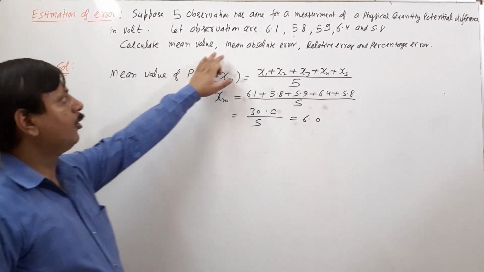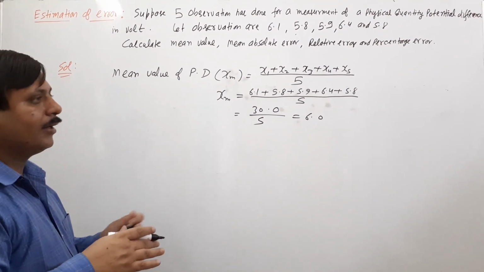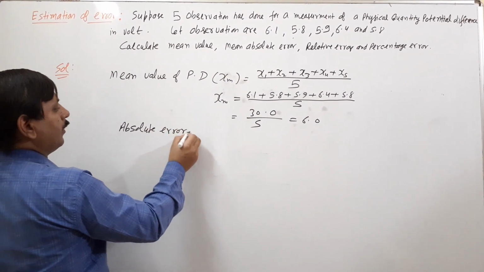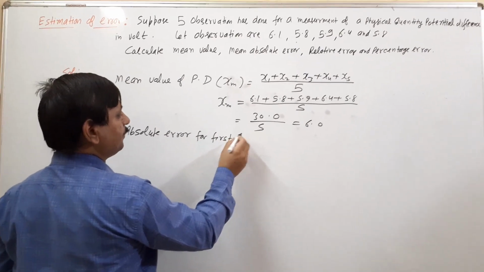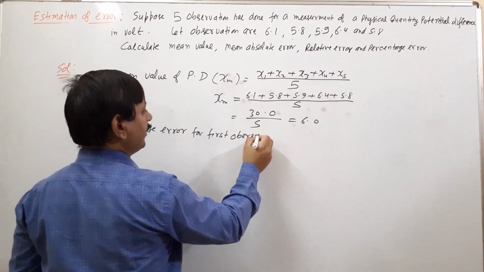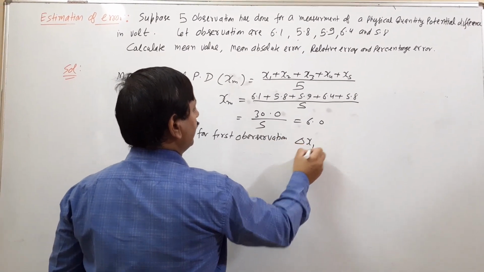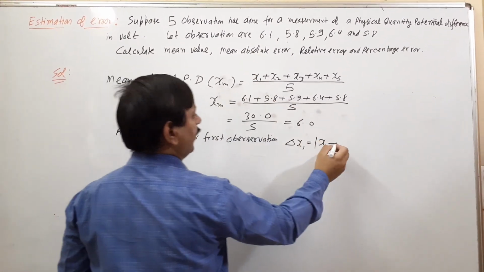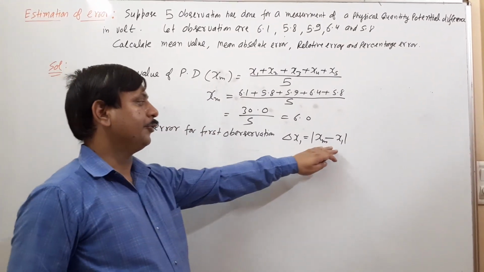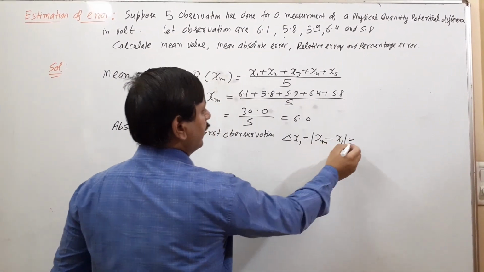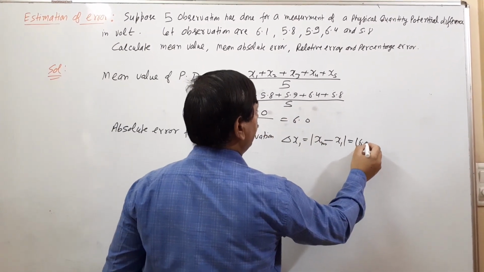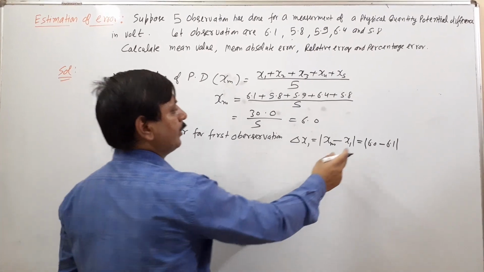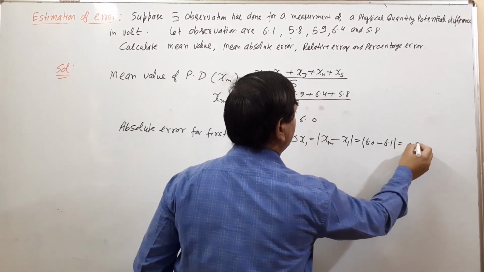Okay. Next, mean absolute error. Firstly, we have to find the absolute error for each observation. The absolute error for the first observation is denoted by del x1. Del x1 is the mean value minus the first value, and we have to take the magnitude, meaning modulus. So xm is 6.0 minus 6.1, which comes to minus 0.1, but we only take the magnitude, so it is 0.1.